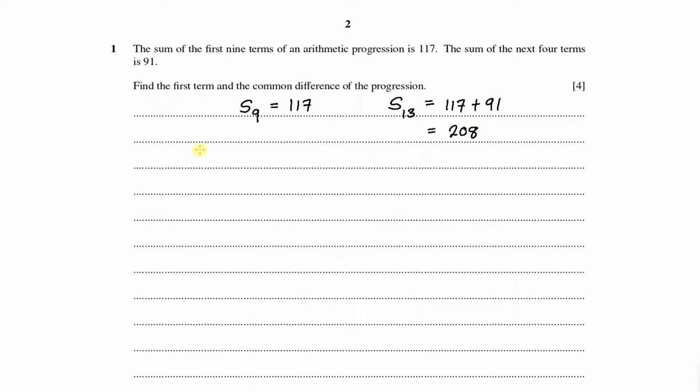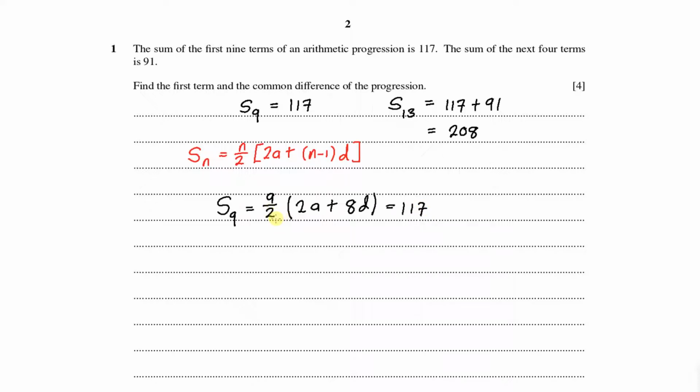Now, we know that the formula for the sum of terms for an arithmetic progression is S_n equal to n over 2 times (2a plus (n minus 1)d). So in our case, the sum of the first 9 terms is going to be 9 over 2 of (2a plus 8d). The 8 is from 9 minus 1. So this is going to give us 117.